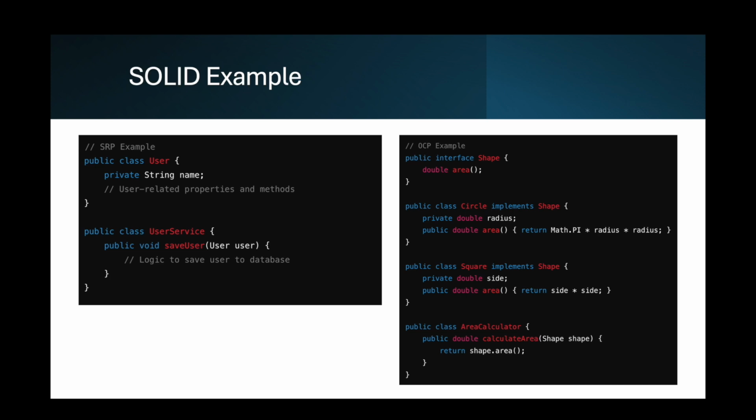Same for the next: we have the class AreaCalculator, which has the double calculateArea function inside, which takes the Shape and returns shape.area depending on which shape it is.